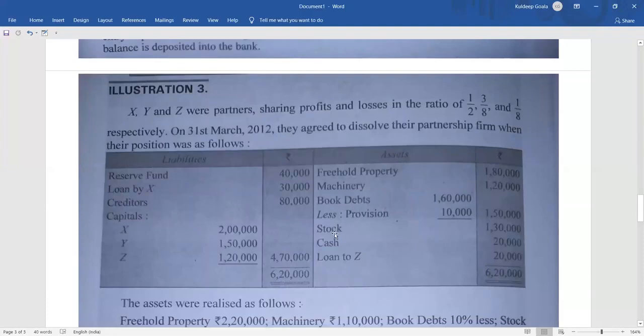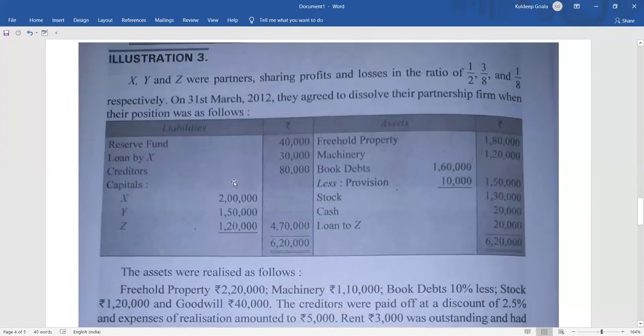So here's the question. What is mentioned here? X, Y, and Z were partners sharing profits and losses in the ratio of 1/2, 3/8, and 1/8 respectively. That is, X is having 1/2, Y is having 3/8, and Z is having 1/8. So what is the first duty? We will make all the denominators the same. Denominator means the down figure, isn't it?